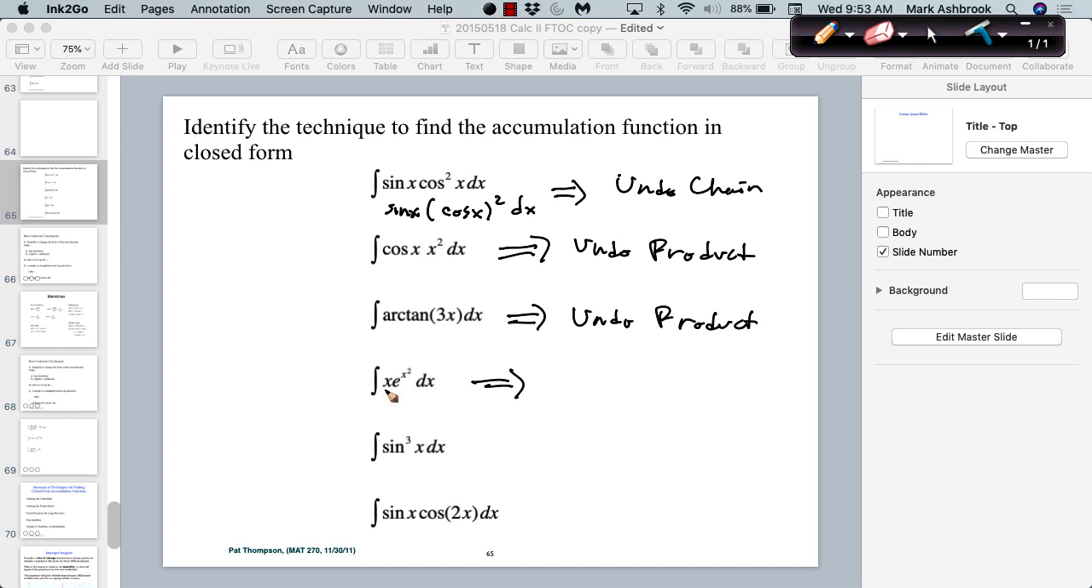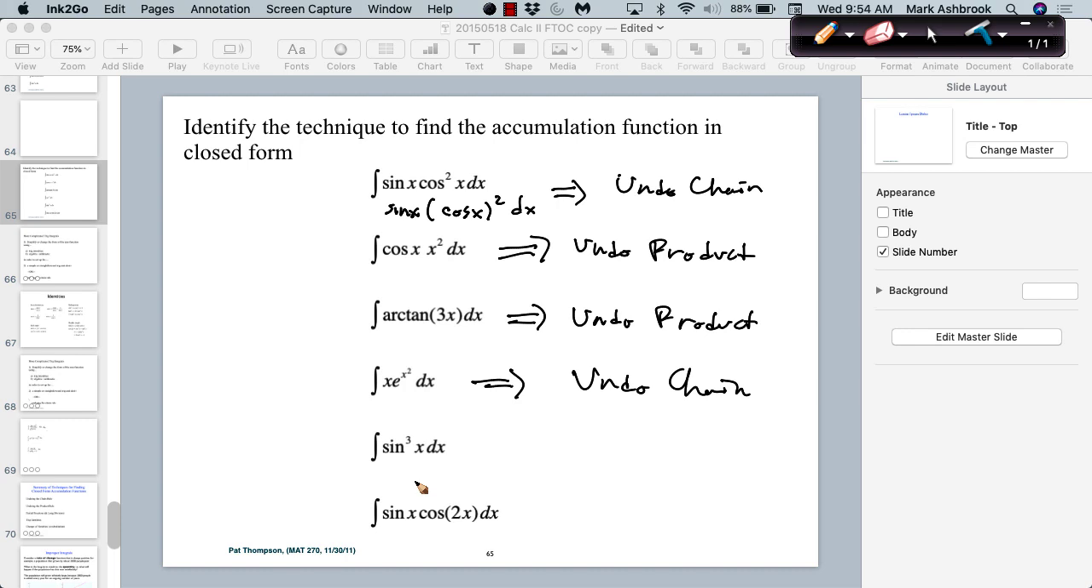Okay, x e to the x squared. Chain, look, x is essentially the derivative of x squared. Undo the chain rule. Sine cubed x. This is trig. We're going to use trig to do this. And remember what we do, let's do this one.